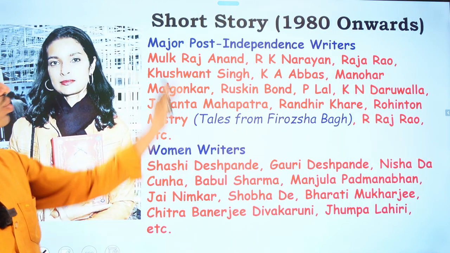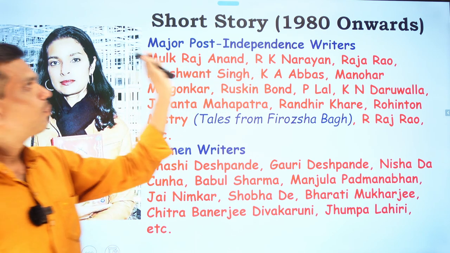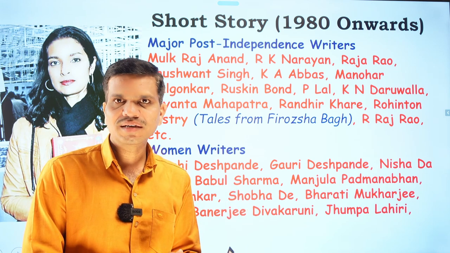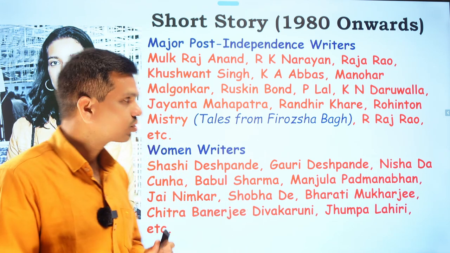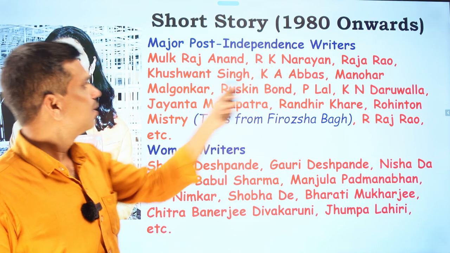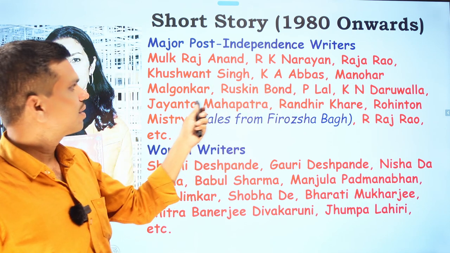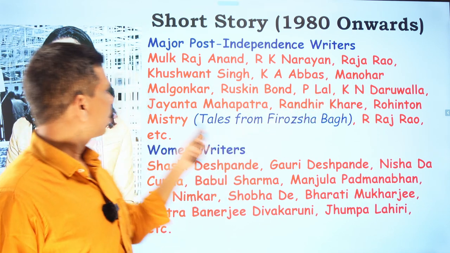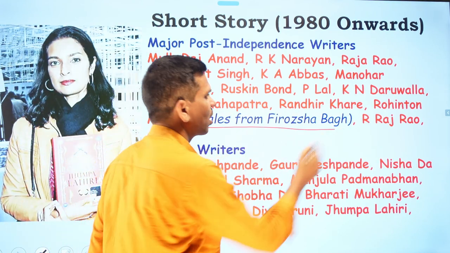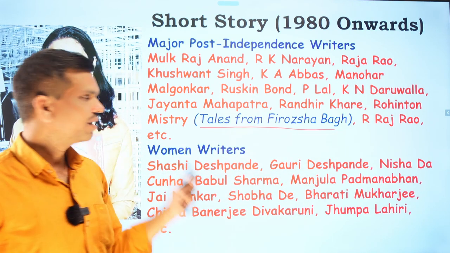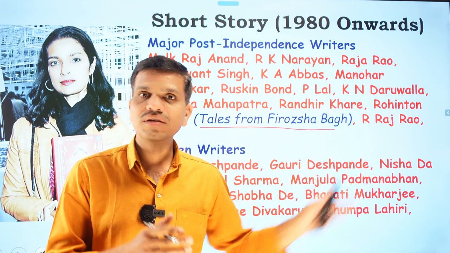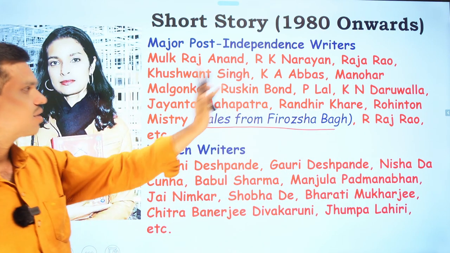Let's talk about the short story in the same period. We have some major post-independence writers. These writers are actually first generation writers, who composed after independence. Hence they are called post-independence writers, which include Mulk Raj Anand, R.K. Narayan, Raja Rao, Khushwant Singh, K.A. Abbas, Manohar Malgonkar, Ruskin Bond, P. Lal, K.N. Daruwalla, Jayanta Mahapatra, Randhir Khare, Rohinton Mistry, and his Tales from Firozsha Baag is very famous. Again, we have Raja Rao, etc. These first generation writers continued writing from 1980 onwards. So these are some of the short story writers.